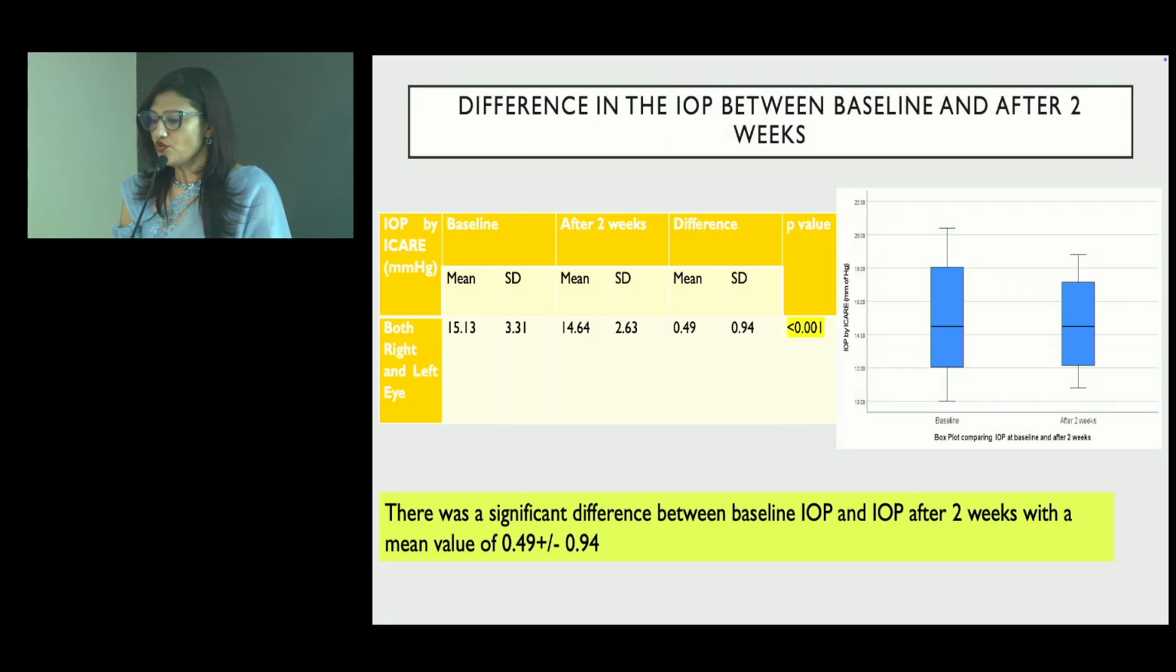For the difference in IOP between baseline and after 2 weeks, if you take all the eyes together, the mean IOP was 15.13 at baseline, and after 2 weeks it reduced to 14.64, with a difference of 0.49, and this p-value was found to be significant. So there was a significant difference between baseline IOP and IOP after 2 weeks.